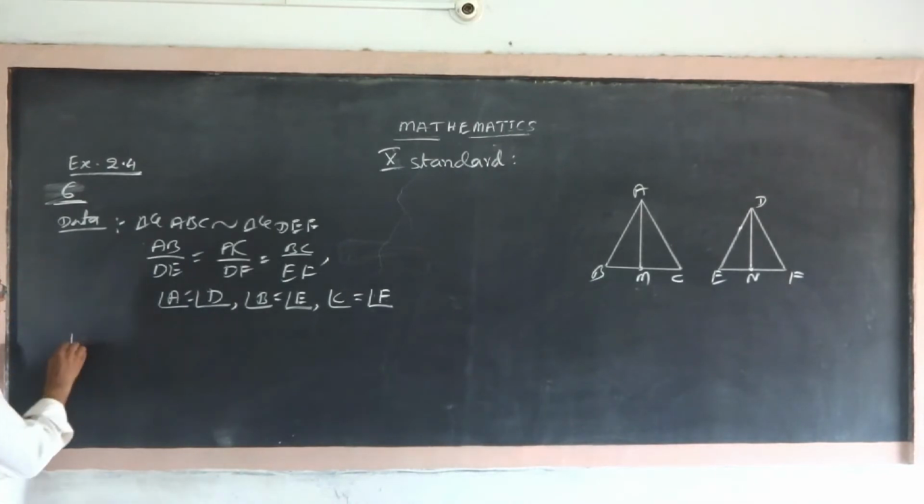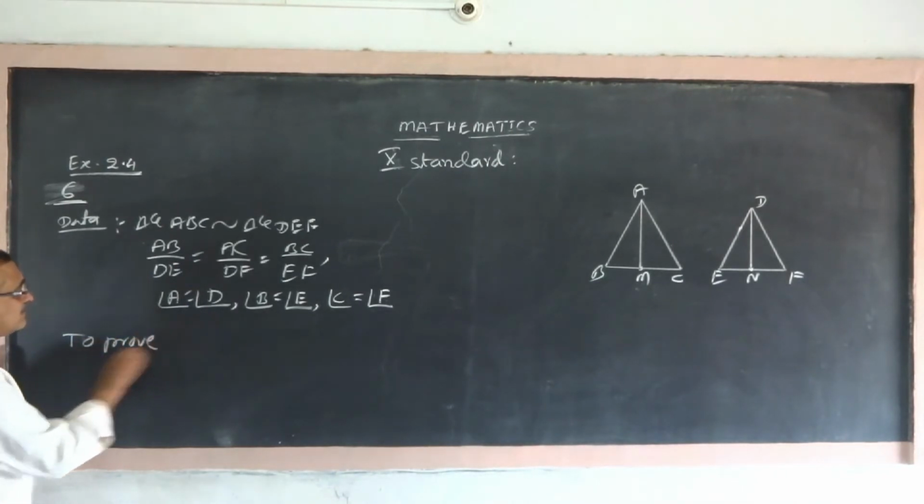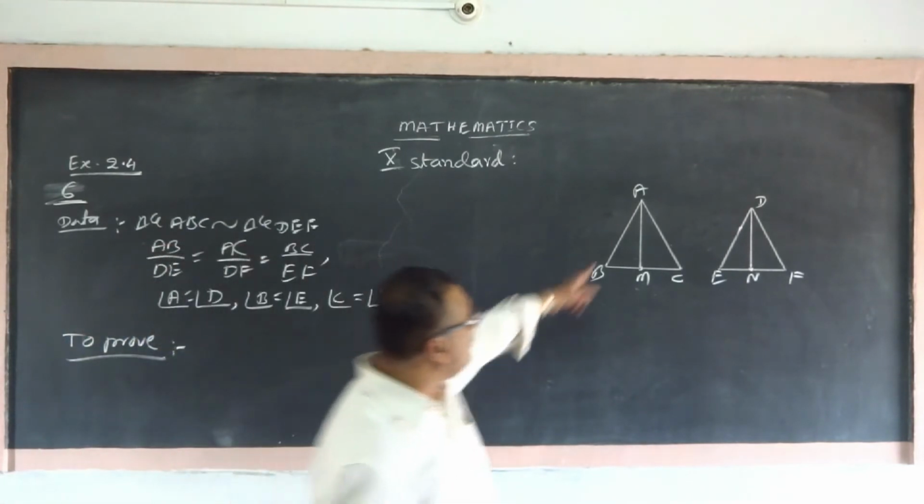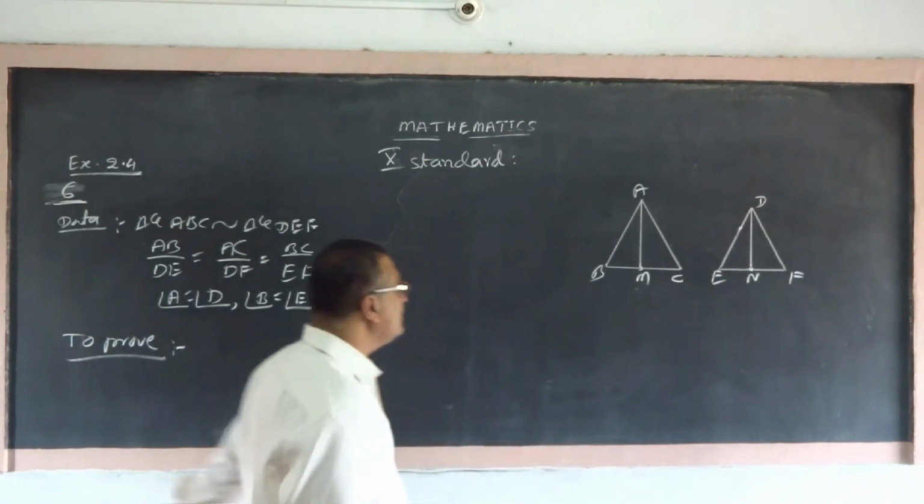Now what do we require to prove? To prove that not only the sides are proportional, but it is also proportional to the squares of their medians. So what is that?